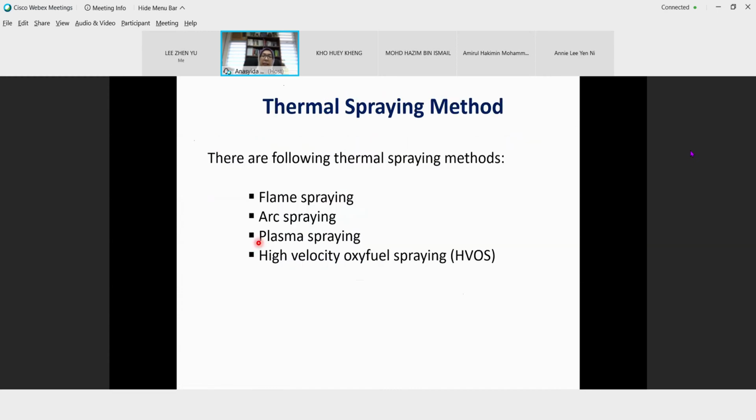All right, so these are the types of thermal spraying. We have flame spraying, arc spraying, plasma, and high velocity oxy-fuel spraying. The differences actually come from the source of heat. Same as welding. So sama juga macam welding, cuma source heat berbeza.